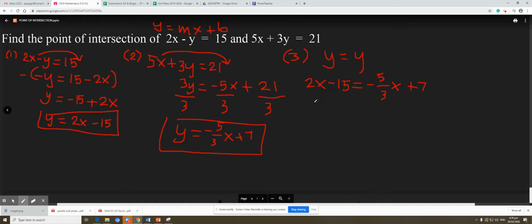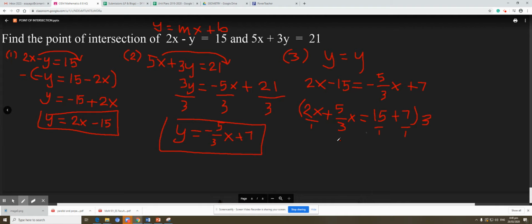So transpose, so that we will have to combine like terms. So 2x plus 5 over 3x equals 15 plus 7. So when you transpose it, it changes the sign. So that we will not deal with fractions, we will multiply everything by the LCD. So everything is over 1 except this. So we will multiply all of the terms by 3.